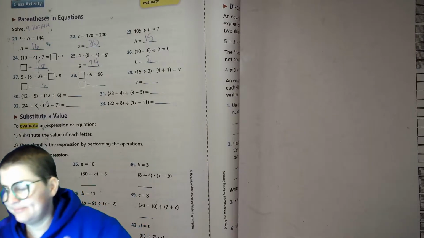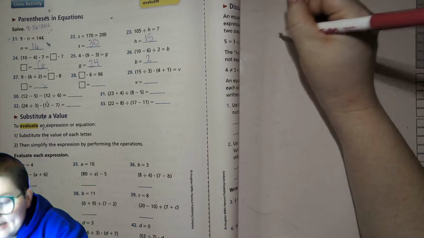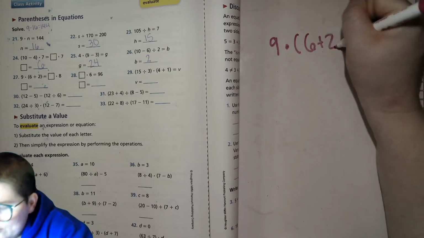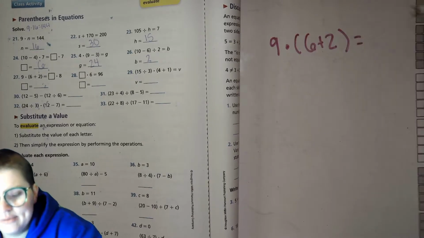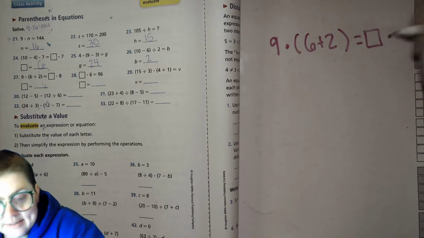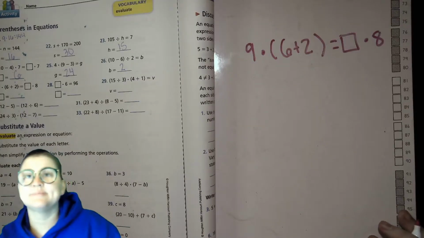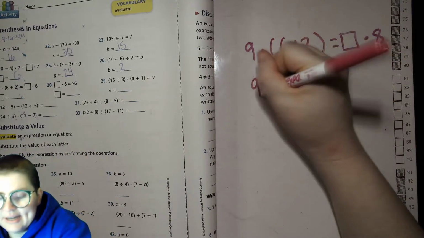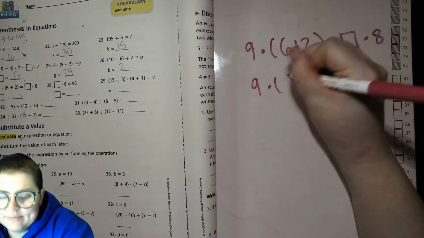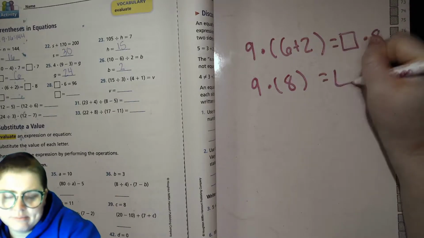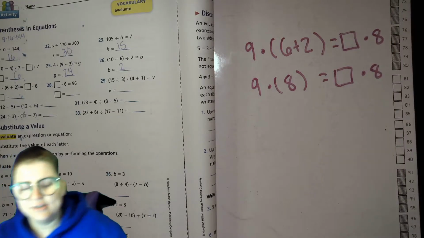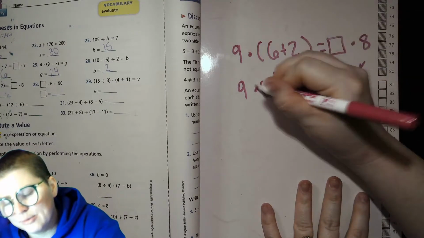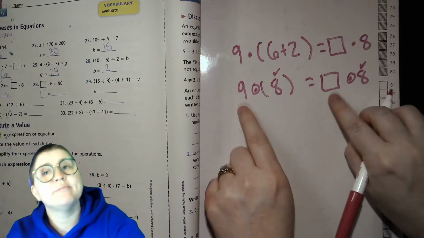Alrighty. Number 27. 9 times parentheses 6 plus 2 close parentheses equals box times 8. Okay. Now all we're really going to have to do here is this first step. So 9 times, what is 6 plus 2? It's 8. 9 times 8 equals box times 8. So you've got 8 on both sides. They're both multiplying. What does this have to be? It has to be 9.